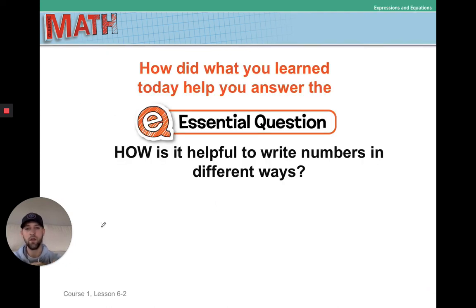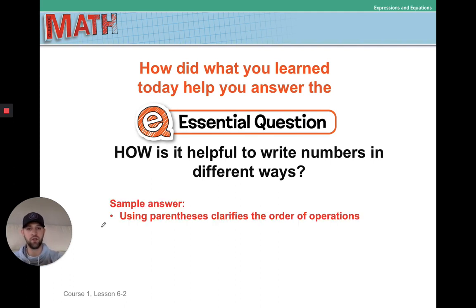Okay, so to answer this essential question, finishing up here, how is it helpful to write numbers in different ways? An answer that you could have possibly came up with, or that I want you to know, is that using parentheses tells me which one I'm supposed to do first. It clarifies the order of operations. If you see parentheses, you got to know, hey, this I have to complete first. Okay.